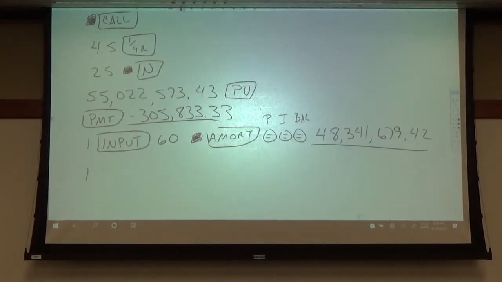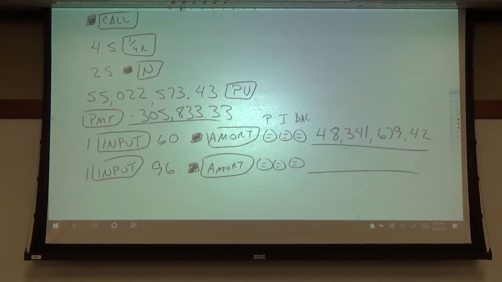All right, so it would be 1 input. What is 8 times 12? 8 years times 12 months in a year. What is it? 96. Okay, so 1 input, 96, shift, amortize, equal, equal, equal, and that will give you the balance at the end of 8 years.